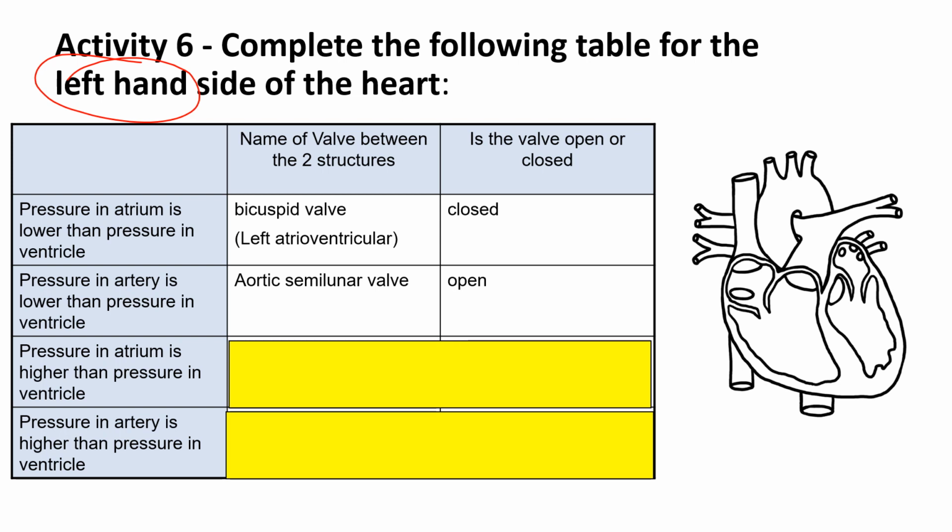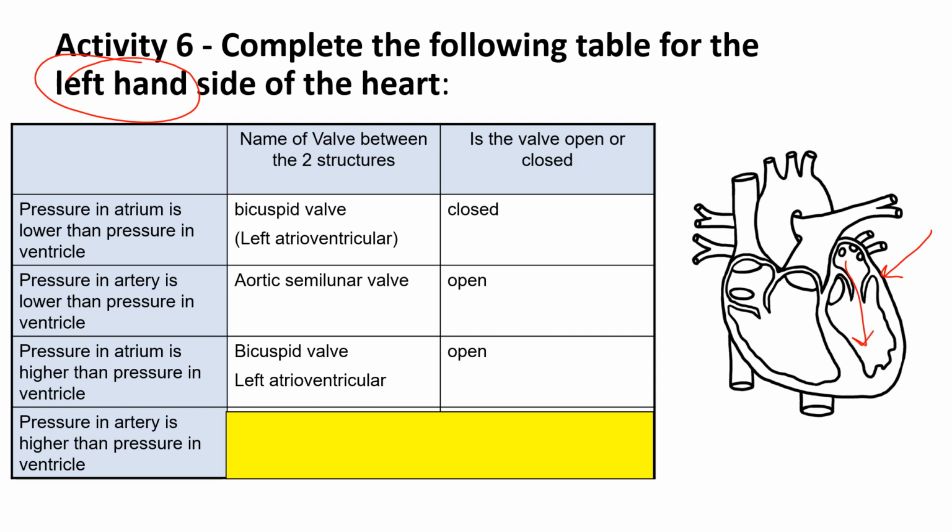Next, the pressure in the atrium is higher than the pressure in the ventricles. Again, if the pressure is higher, it's because the volume is smaller, which means that the atrium is probably contracting. So the bicuspid valve, located between those two sections, is going to be open, and blood will flow from an area of higher to lower pressure, so from the atrium into the ventricle.